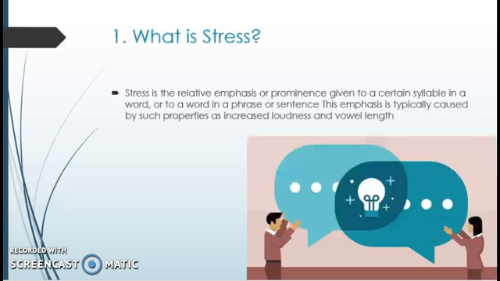We are going to define stress. It is relative emphasis or prominence given to a certain syllable in a word, or to a word in a phrase or sentence. This emphasis is typically caused by such properties as increased loudness and vowel length.